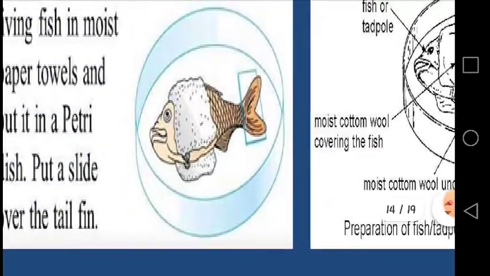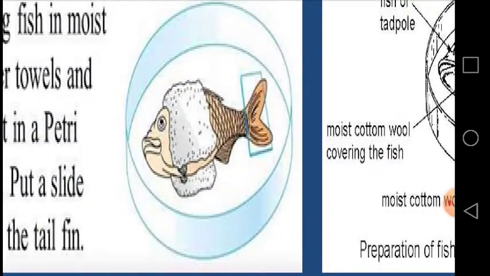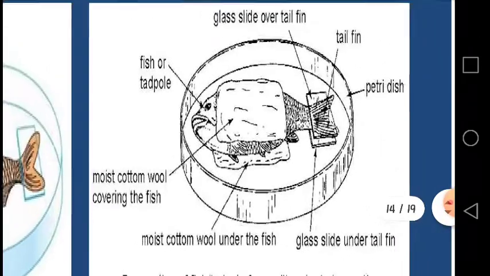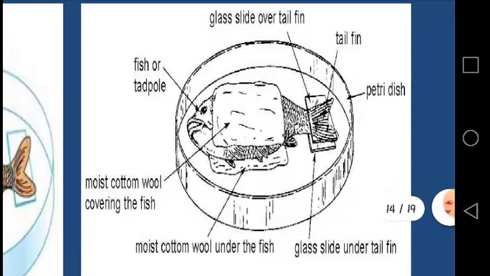You can see the fish is in the petri dish, is covered by the wet cotton, and the tail of the fish is covered by the glass slides. This is the labelled diagram of the specimen. You can see the moist cotton wool covering the fish on both sides, and the glass slides over the tail fin, and this specimen of fish is placed in saline solution so the fish skin remains wet.